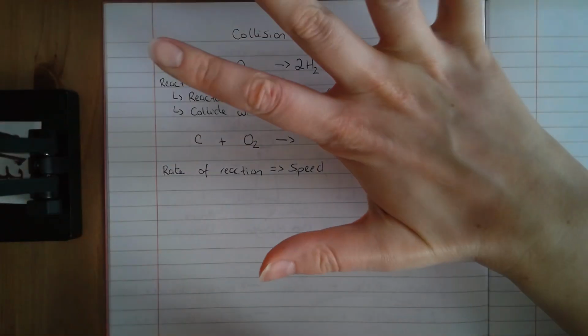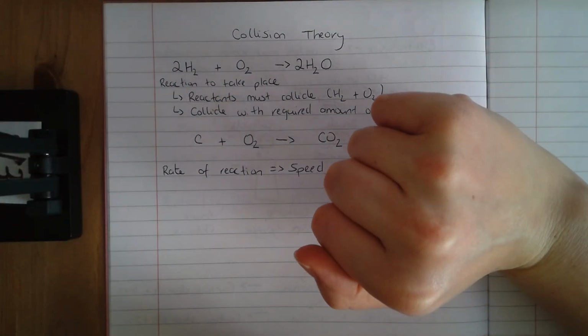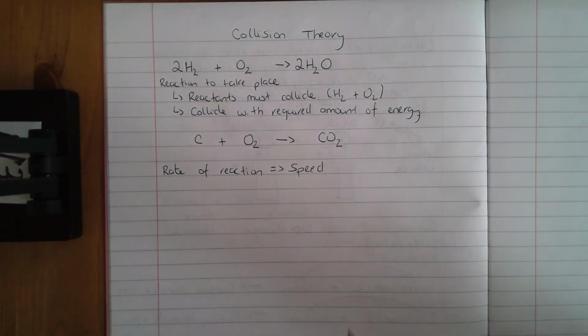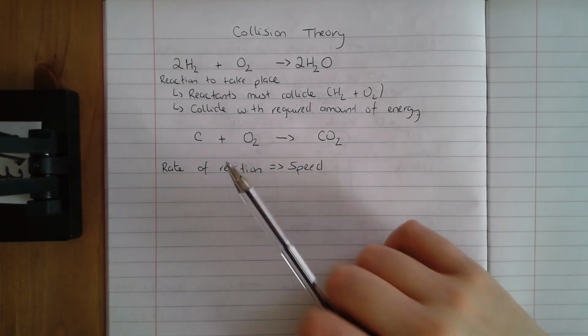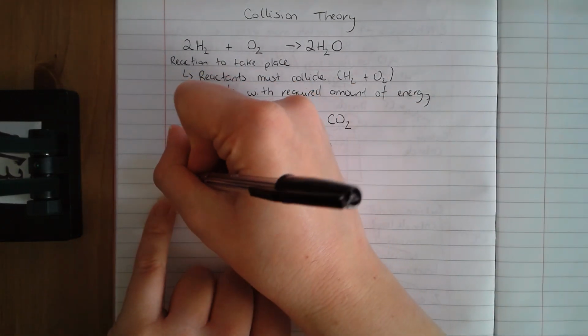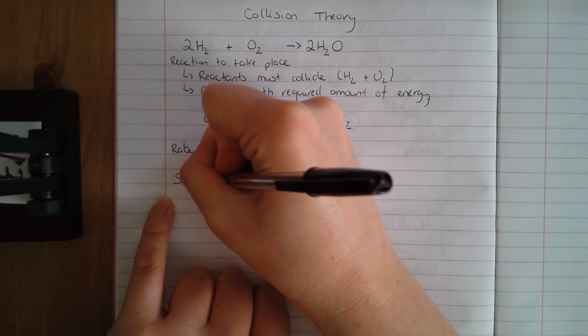And there are 5 different things that you can do that are going to cause them to collide with each other more frequently and with more energy, which is going to give you a faster rate of reaction. Today we're going to look at 3 of them. The first one we're going to look at is surface area.